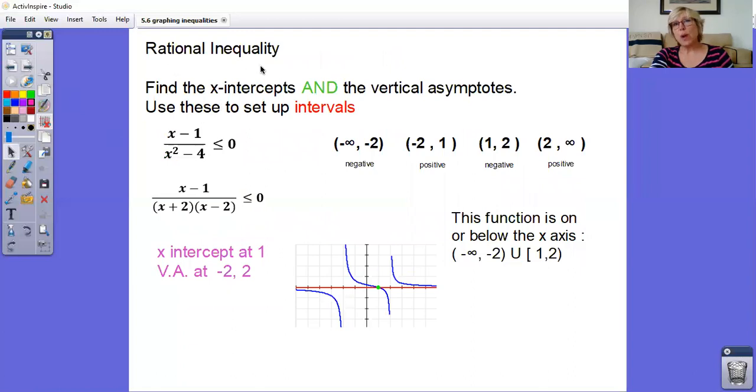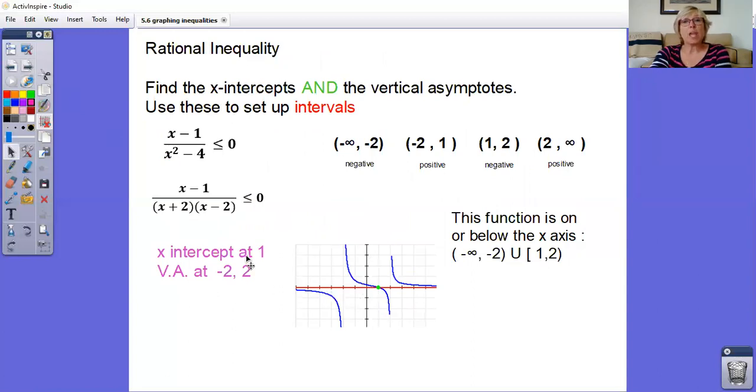So let's look at a rational inequality. Again, find those x-intercepts. On this one, I decided to factor since it was super easy. I also put this in my calculator and I got this little graph right here. I found that I had an x-intercept at 1. I also had vertical asymptotes, I knew that.